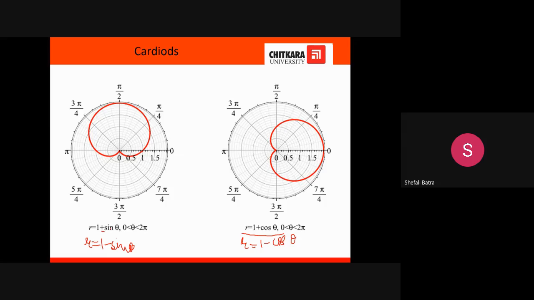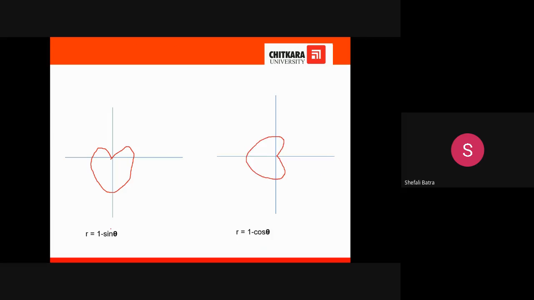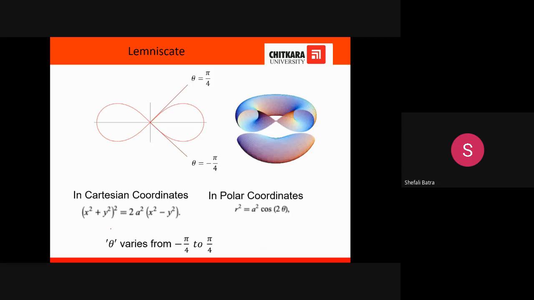Okay. You have done 4 circles, 5 circles and 4 cardioids. Now come to the next. This is lemniscate. Lemniscate is in this form, like this. You need to remember this shape. You need to draw an 8 on the x-axis.